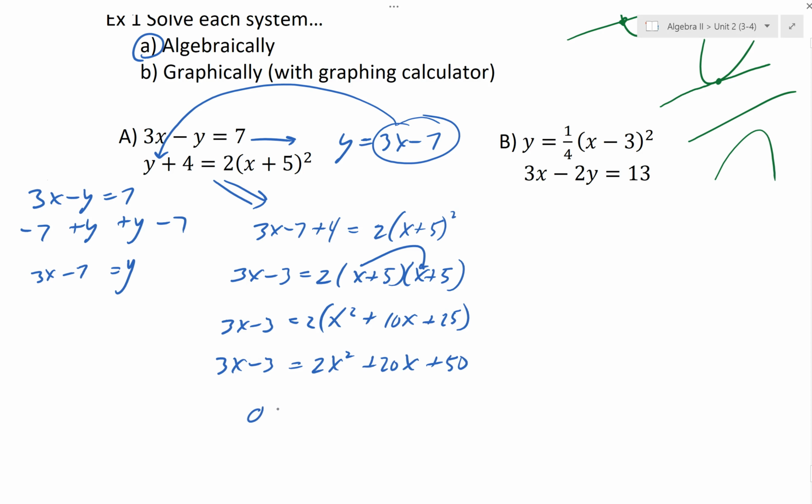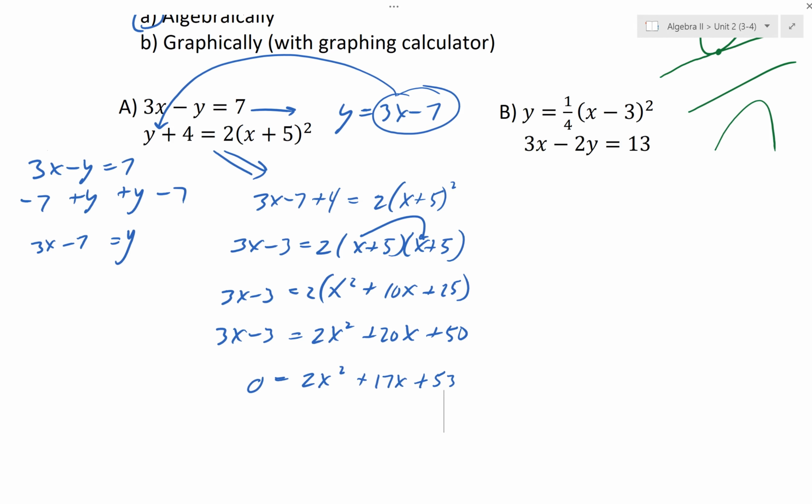And we can move everything to one side. 2x squared plus 17x plus 53. Okay, now let's think about the methods that we have learned for solving something like that. Okay, raise your hand if you remember one method that we could use.